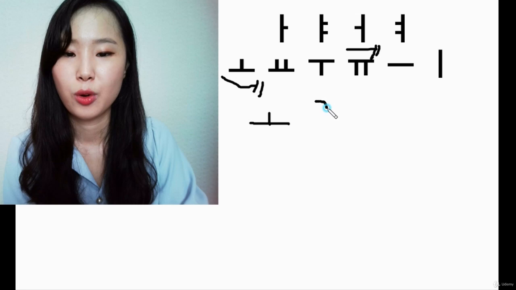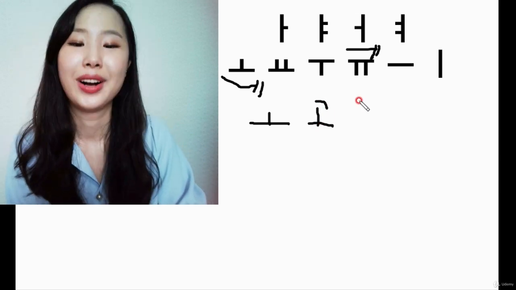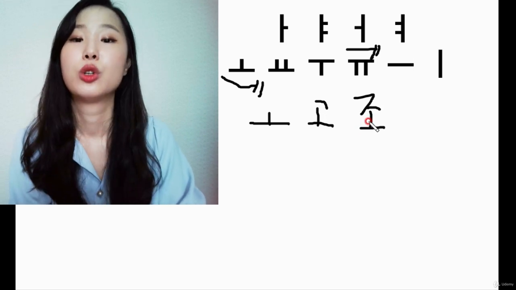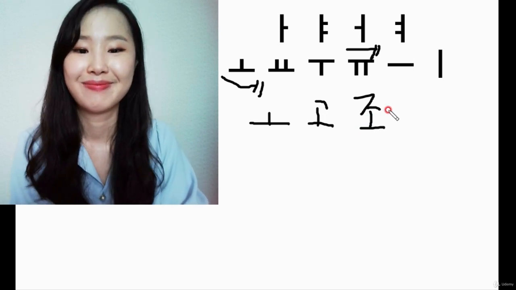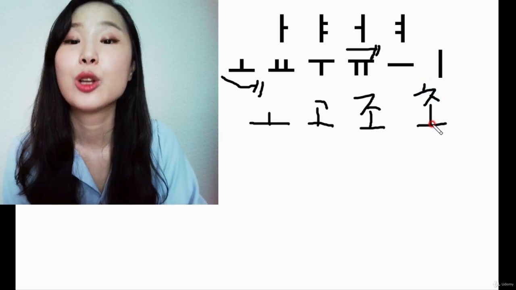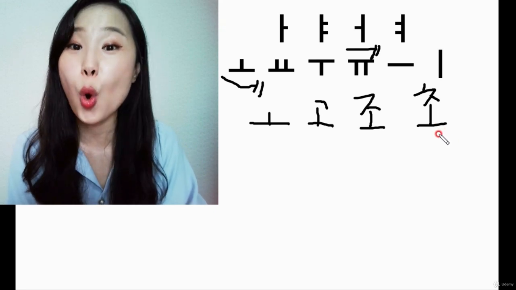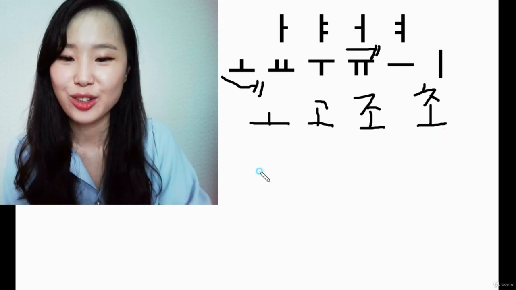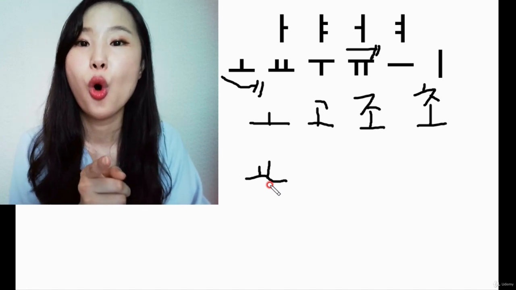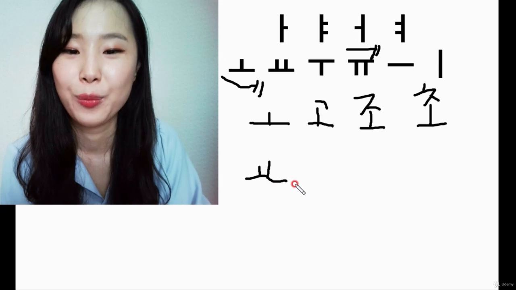O. What about this one? Go. Yes. What about this? Jo. What about one more line on the top? This one. Cho. Cho. Candle. And 2 lines, I told you it's a Y. So this is yo. Yo. Check it out. Like yo. Yes.